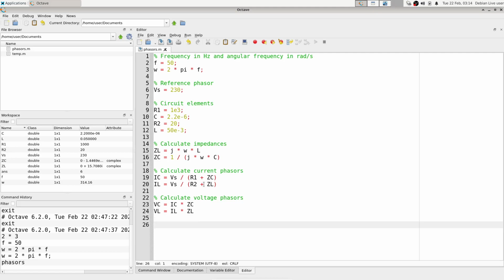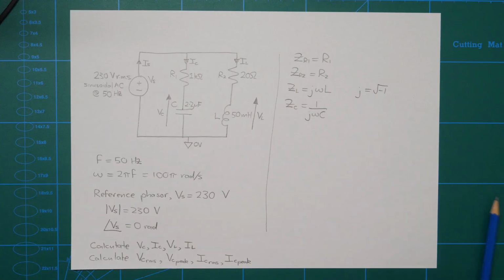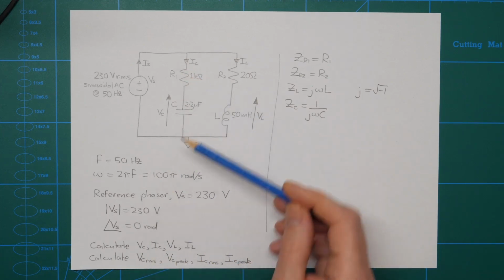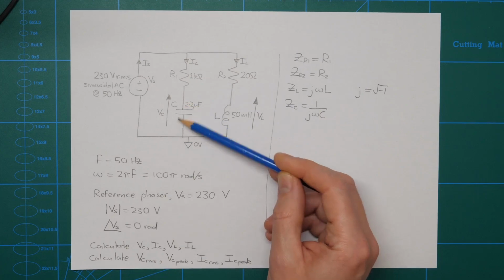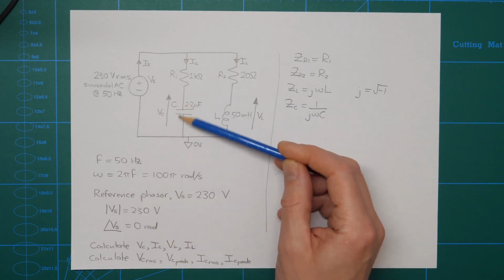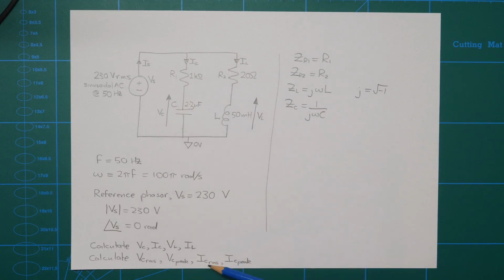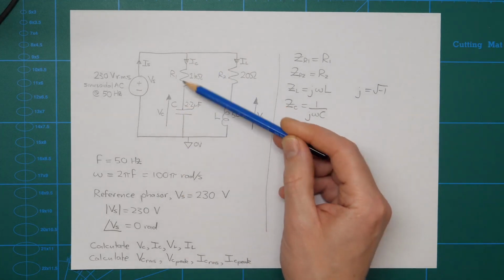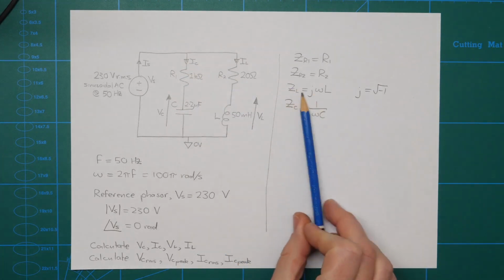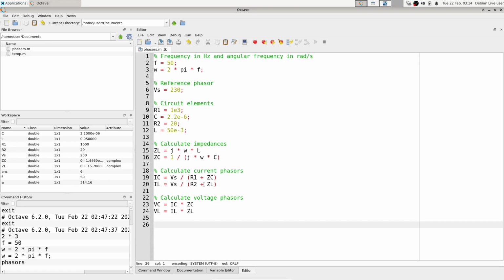Now finally, what we were asked to calculate in addition to this was these four characteristics of the waveforms in the capacitor branch. In particular, the RMS value of the voltage that appears across the capacitor, the peak amplitude of the same voltage signal, the RMS value of the current through the branch, and then the peak magnitude of the current through the branch. So I'll just show you how to calculate all of those things. Once we know the phasors, it's very straightforward to get these other things.